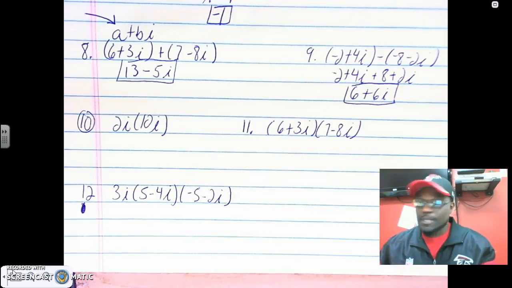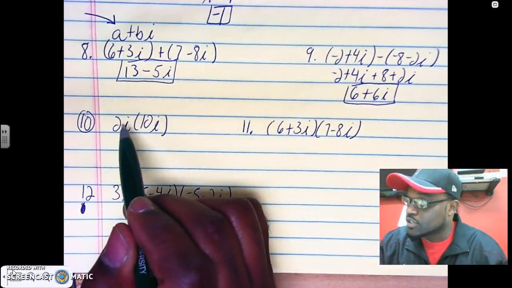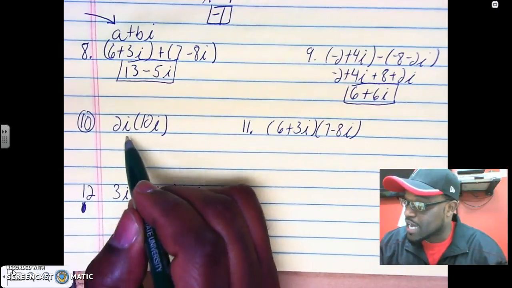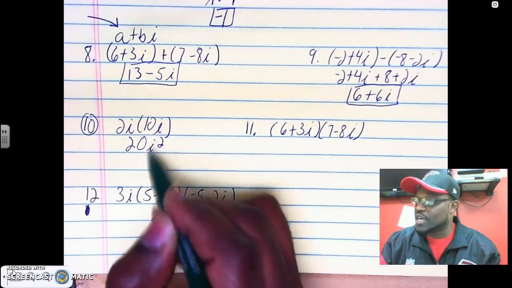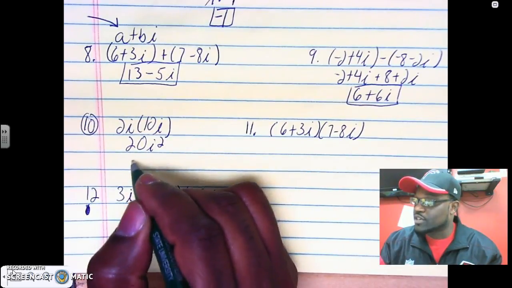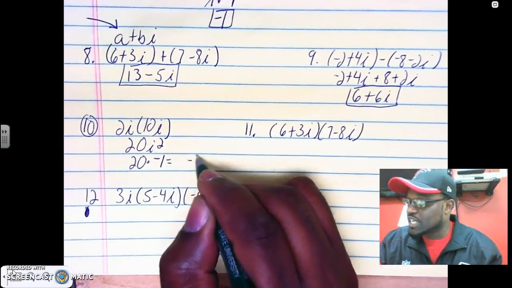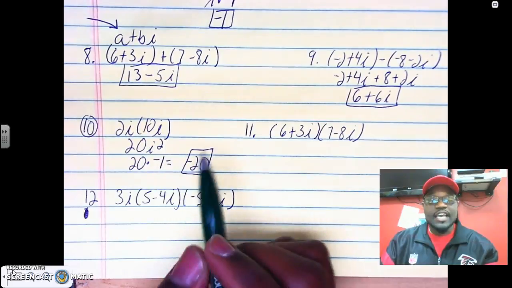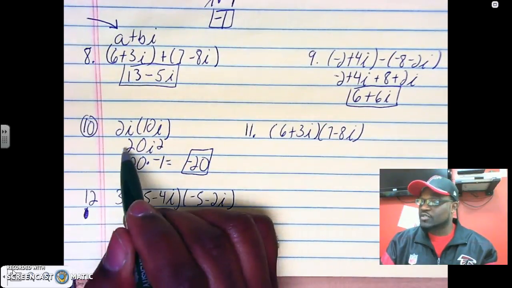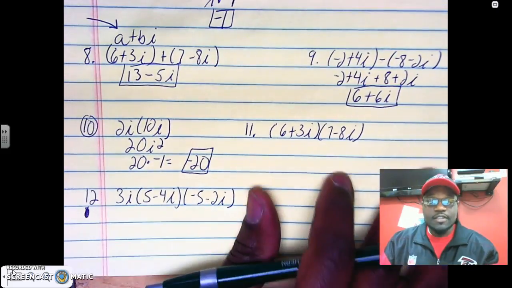Now let's look at number 10. Is this add, subtract? No, this is multiply. So number times number, i times i. So I get 20i squared, but I don't want to leave it as i squared. I already know that i squared is really negative 1, so this is 20 times negative 1, which equals negative 20. You're going to see i squared pop up a lot, and all that means is change the sign. So if that was a negative 20, that would become a positive 20. That's all.